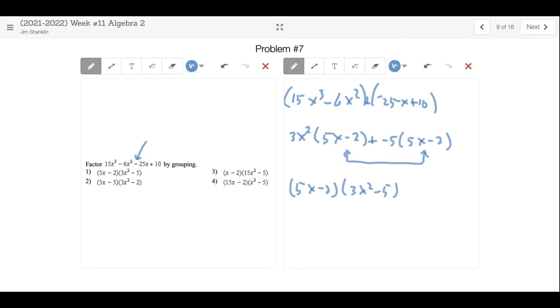Now, I don't stop there. I look at it and ask, can I factor it any farther? And this one doesn't. It's not a square. I can't factor any farther. I'm done. This is as far as I can go: 5x minus 2, 3x squared minus 5. So letter A.